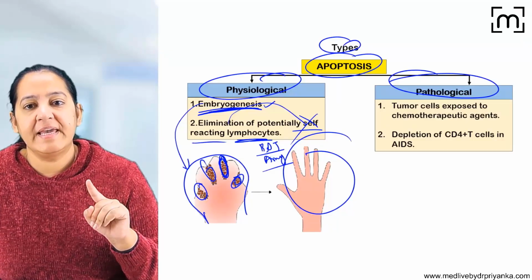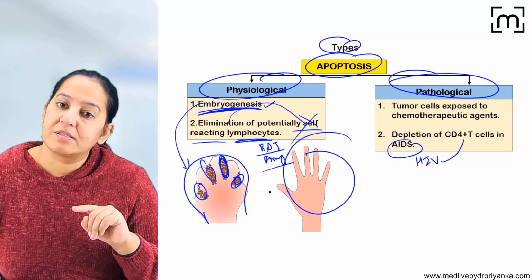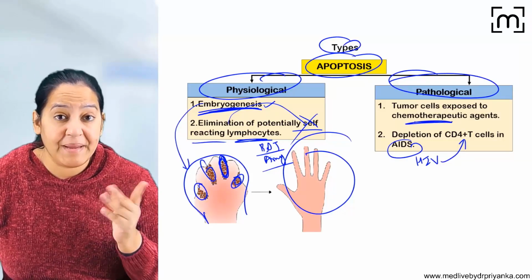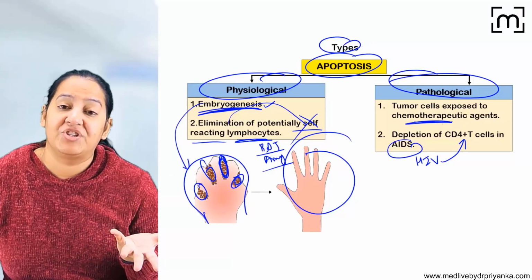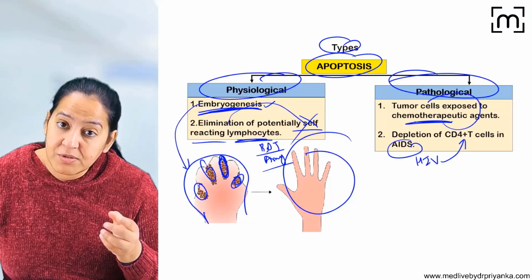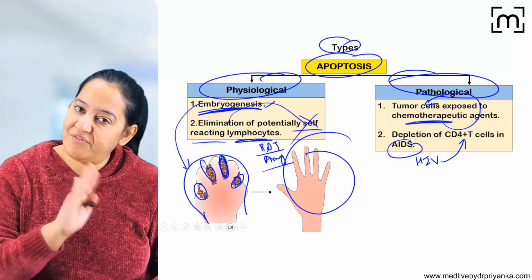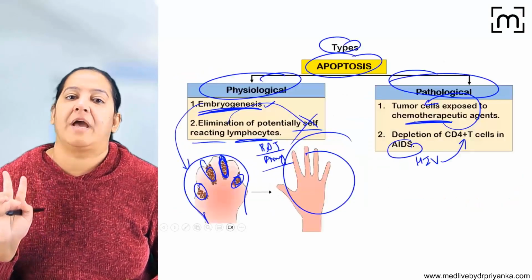Pathological: you can see HIV is a virus. HIV causes the apoptosis of CD4 T lymphocytes in the human body. And chemotherapy drugs, chemotherapy in cancer patients. So chemotherapy drugs treat the cancer patient by causing apoptosis of the tumor cell. So please learn that is pathological. So learn the examples of the physiological and pathological. We are done with the definition of apoptosis and the two types of apoptosis.